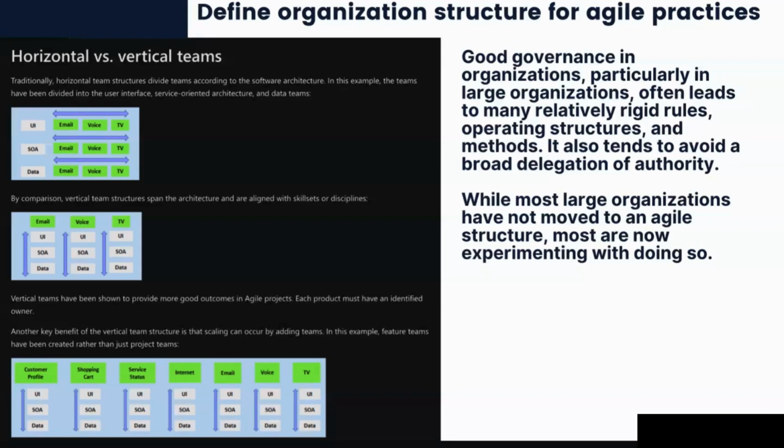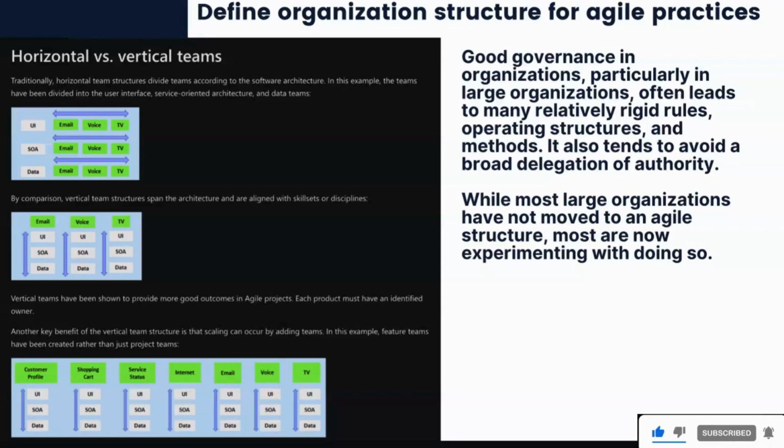Good governance in organizations, particularly large organizations, often leads to many relatively rigid rules, operating structures and methods. It also tends to avoid a broad delegation of authority. While most large organizations have not moved to an agile structure, most are now experimenting with doing so. Their business environments are volatile and complex, and they have seen the limitation of their current systems, mainly an inability to cope with change quickly.